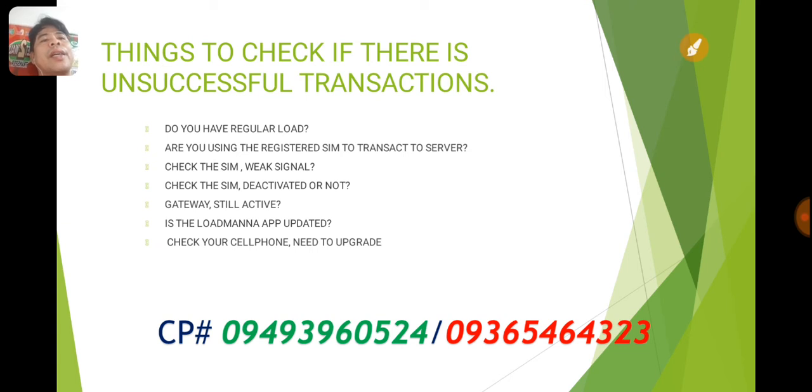Check your cell phone if it needs to be upgraded. Sometimes when you're checking these basic tips and you comply with the tips which I said a while ago, the problem comes from the cell phone. Because the cell phone is too old, we need to buy a new one, because older cell phones have older operating systems. It will not comply with the latest version of the OS, of the Google Play Store, and the updated loadmanna app. As I said before, we need to update our app because we must comply with the Google app so it will sync in thoroughly.